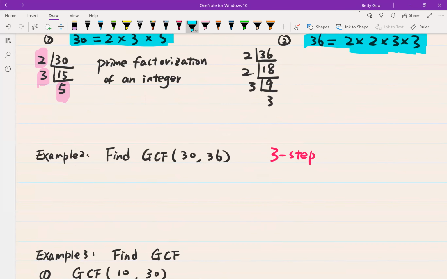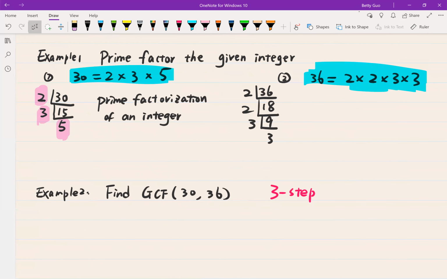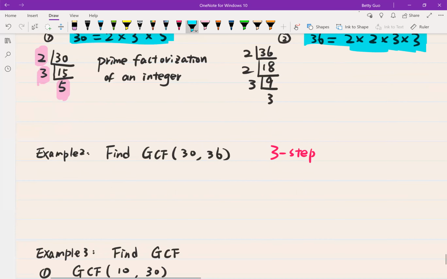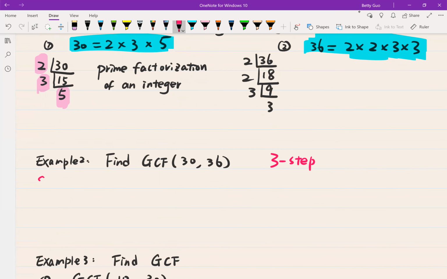Example 2. The reason we learn the technique from example 1 is that we're going to apply that technique to find the GCF for 2 given integers. Example 2, we are going to look for the GCF, the greatest common factor, of 30 and 36. I have a 3-step procedure for that. Step 1, prime factor both integers. We have done that in example 1.